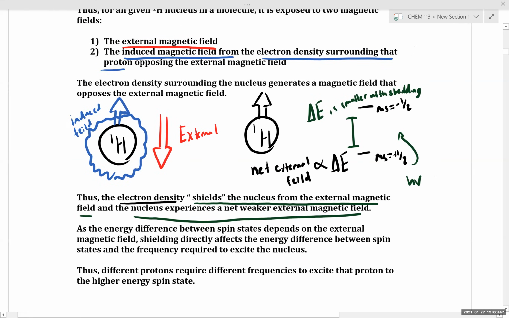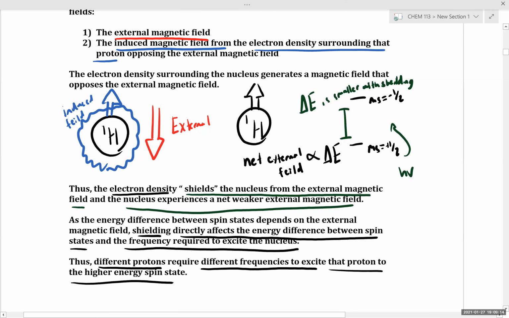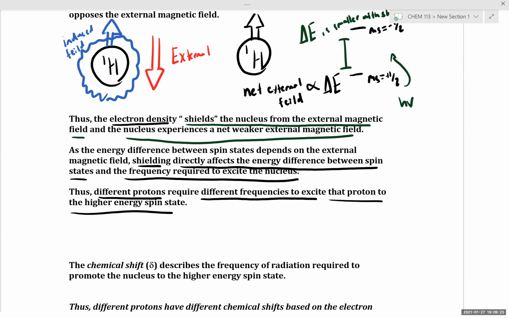Okay, perfect. It's back. So the electron density surrounding each hydrogen nucleus will be slightly different. So in turn, shielding is directly affecting the energy difference between the spin states and the frequency required to excite the nucleus. In turn, what that means is different protons require different frequencies to excite that proton to a higher energy spin state. Different protons have different electronic environments, and as a result, they have differences in energy between the two spin states.